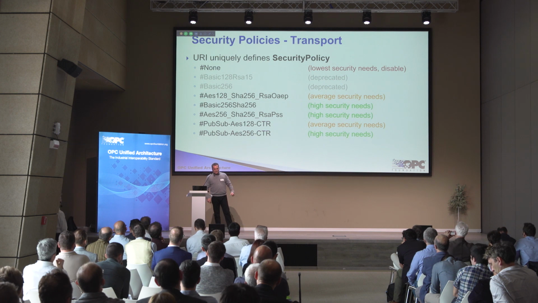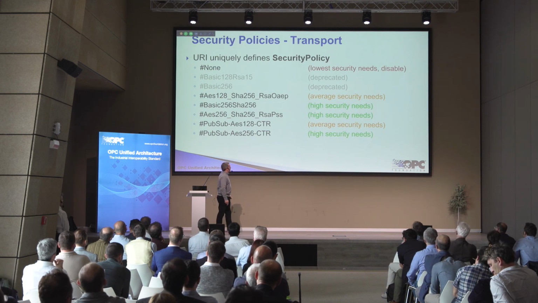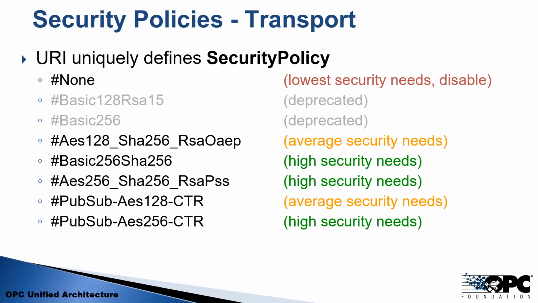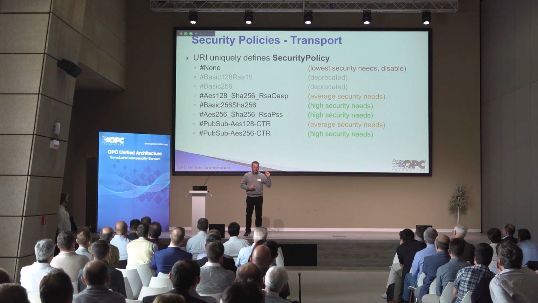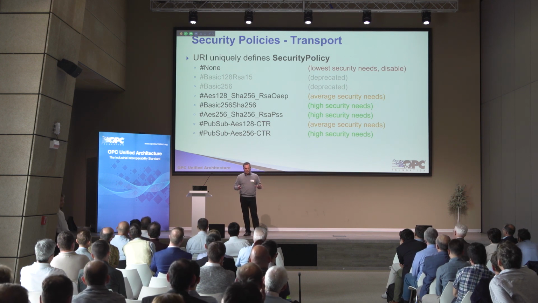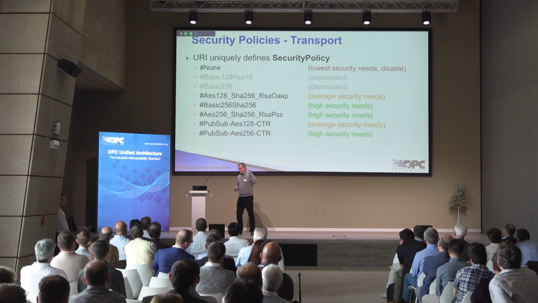Here are the security policies for the transport. As you can see, there's a URI that uniquely identifies the security policy. The first of all is none, and that's obviously nothing. The none security policy is a security policy you should switch off in the machine if you go live in production. It's normally just used for testing and for the commissioning phase.